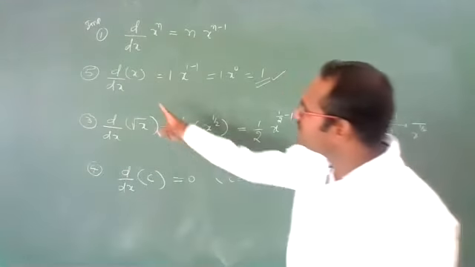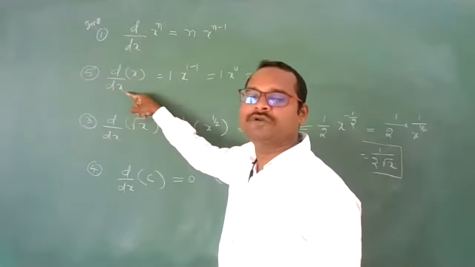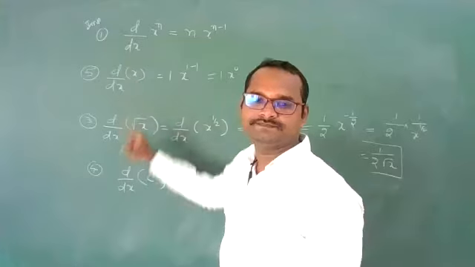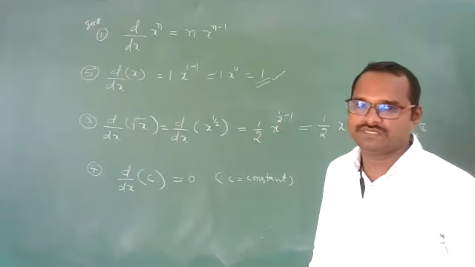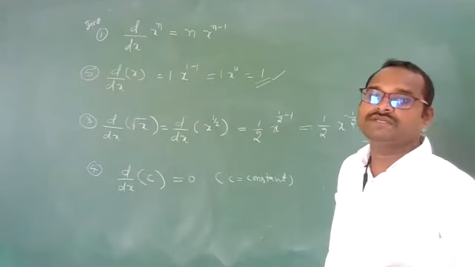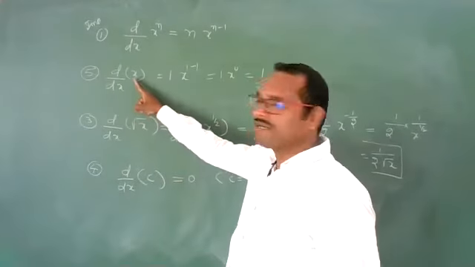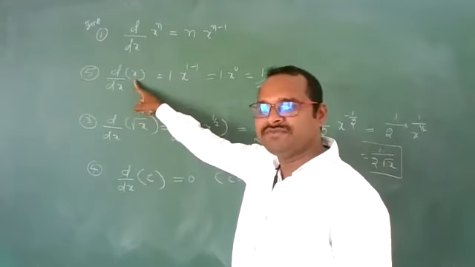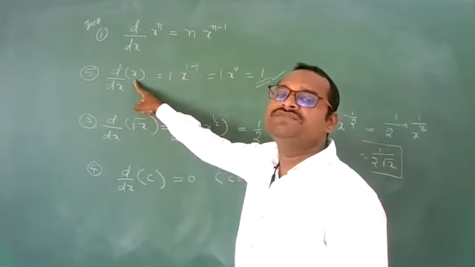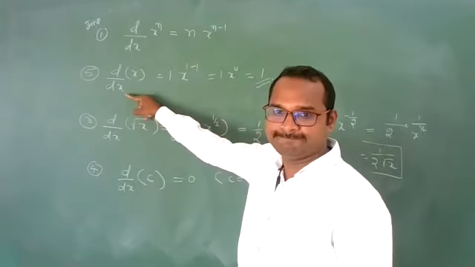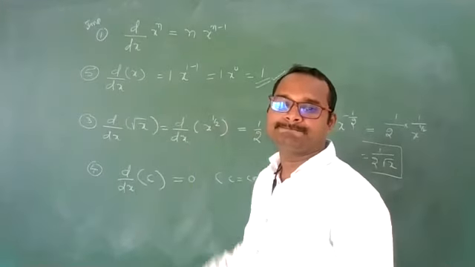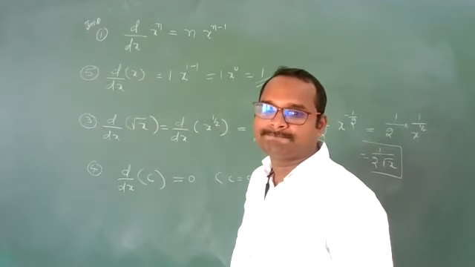If you differentiate any quantity with respect to same quantity, always you will get 1. You need to remember it. If you want to differentiate any quantity, it may be x, it may be y, it may be z, anything, but you should differentiate it with respect to same thing. Then you will get 1. Clear, students?